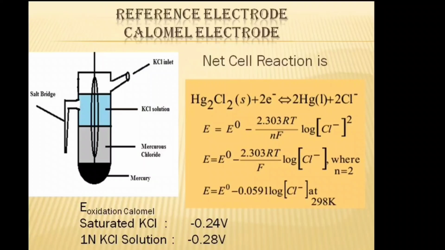The Nernst equation for this calomel electrode is written as E is equal to E0 minus 0.0591 log to the base 10 concentration of Cl- ion. Now here, if we fill saturated KCl solution, then the EMF produced by this cell is minus 0.24 volts. Whereas if this KCl solution has a concentration of 1 normal, then the EMF produced by this cell is minus 0.28 volt. Thank you for watching this video.